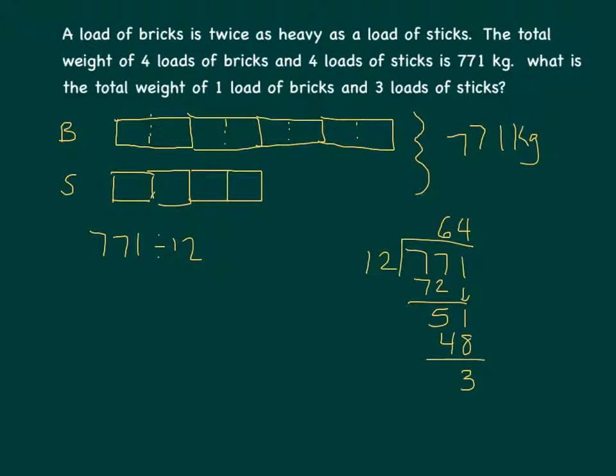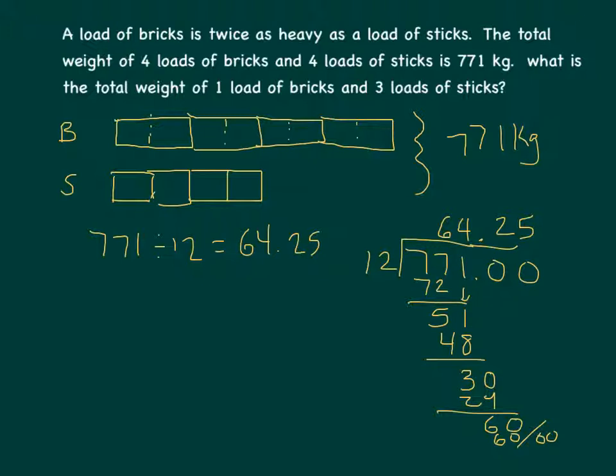I'm going to put a decimal point there. I'm going to bring down a 0. It goes into 30 twice, which is 24. Subtract, another 0, and 5 gives me 60, with nothing left over. So each of those pieces then we learn is equal to 64.25.